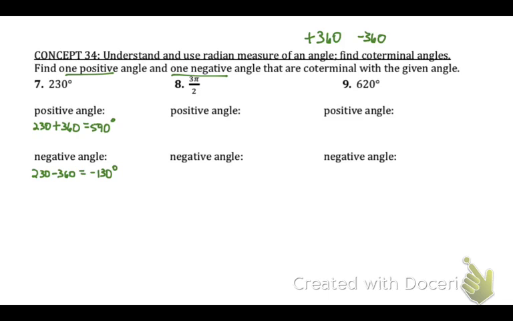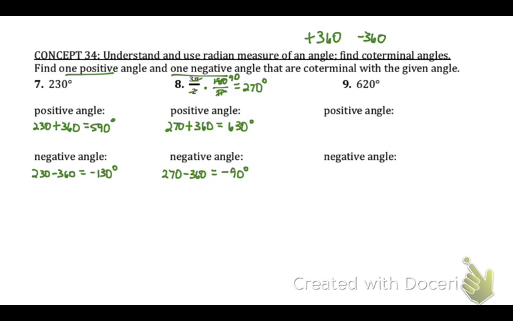Now for number 8, it will probably be easiest for you if you convert that angle in radians to degrees. So take it times 180 over pi, and then you'll see that that is a 270 degree angle. So add 360 to get your positive coterminal angle, so 630 degrees, and then subtract 360 from 270 for a negative coterminal angle. Again, those are angles that begin and end in the same location as your original angle.